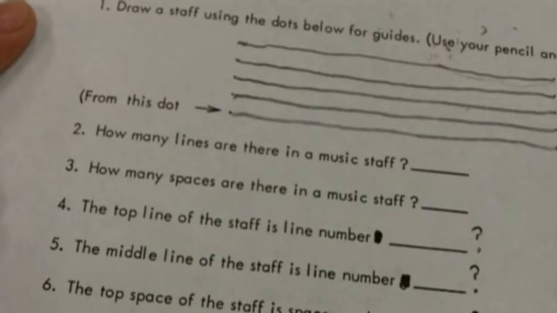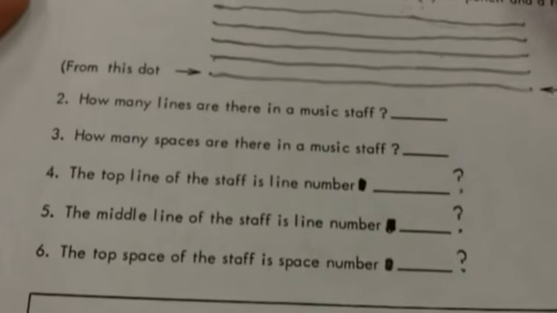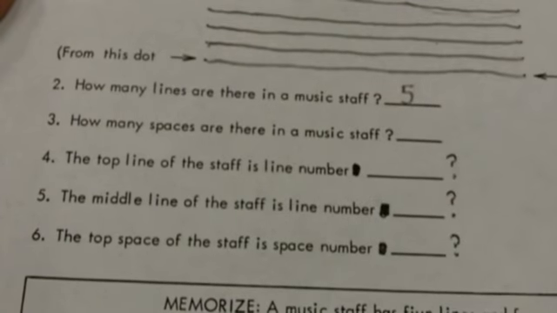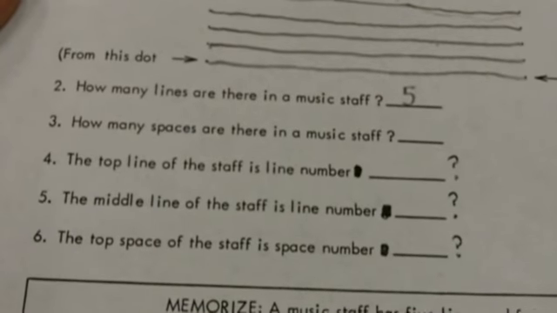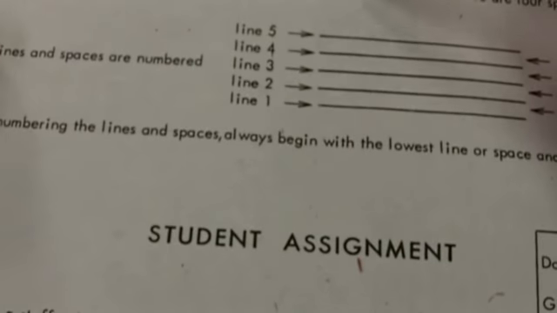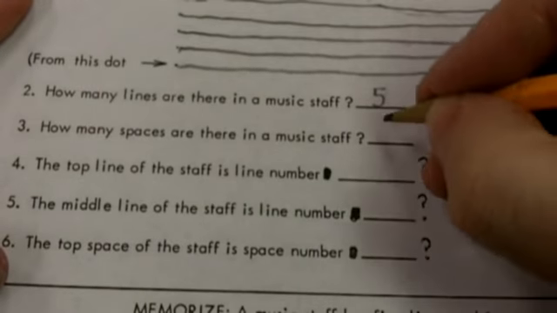All right, number 2. How many lines are there in a music staff? Well, let's see. 1, 2, 3, 4, 5. So I'm guessing that the answer is 5. All right, how many spaces are there in a music staff? Of course, we go up here again, and we can see 1, 2, 3, 4.